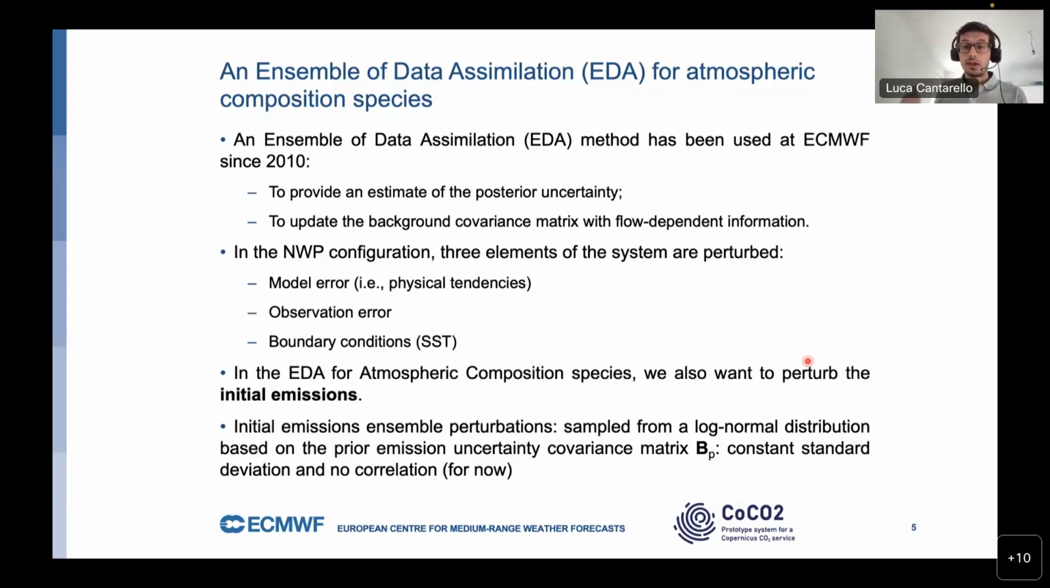The way we perturb the initial emission is we use the prior emission uncertainty covariance matrix, B_P. And at the moment, as I said, this is a very simple matrix. We just have a uniform constant standard deviation, which we use to perturb our emissions, and there is no correlation involved. And we use a log normal distribution basically because we want to preserve the sign of the emissions. We don't want to have negative emissions. So we use a log normal distribution to sample the perturbations.